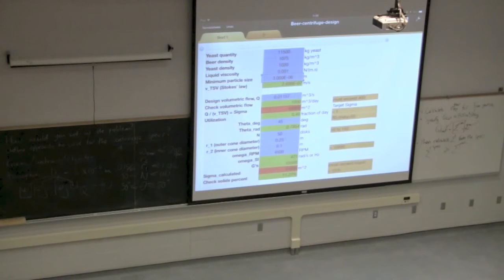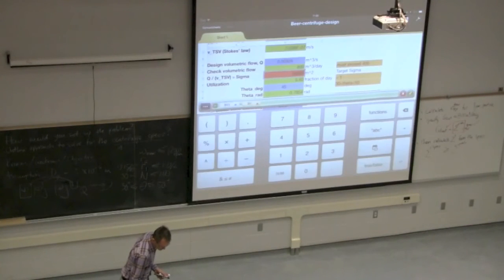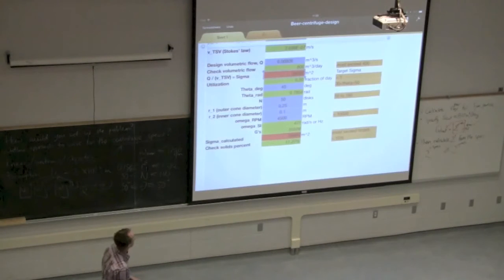So this particle is moving very, very slowly from the terminal settling velocity point of view. Let's specify the volumetric throughput. We had said 800, so let's update that. 800 meters cubed a day translates into 0.009 meters cubed per second. Once I know my volumetric throughput Q, I can calculate Q divided by the TSV and get sigma. So my calculated sigma is 34,300 meters squared.